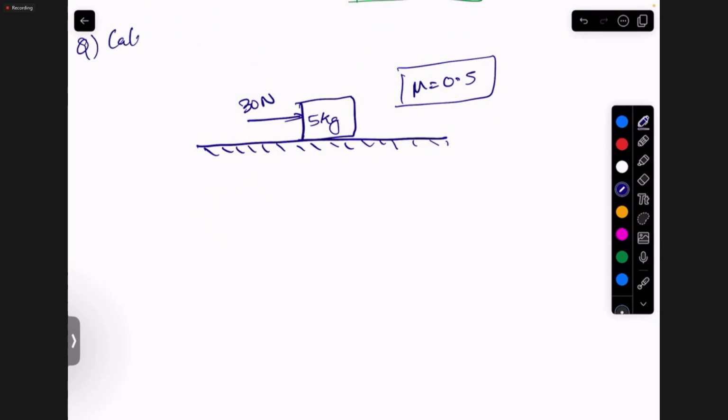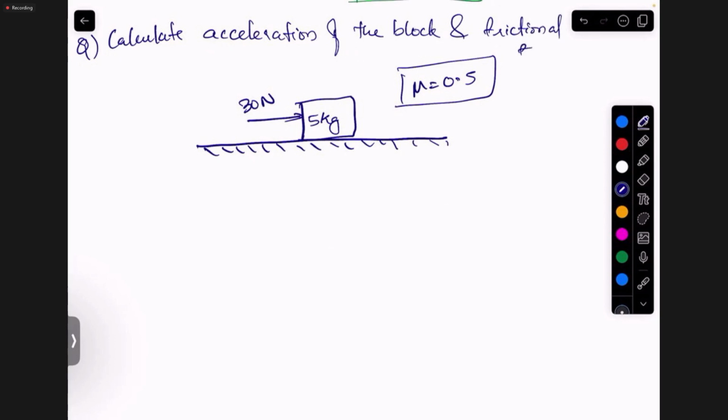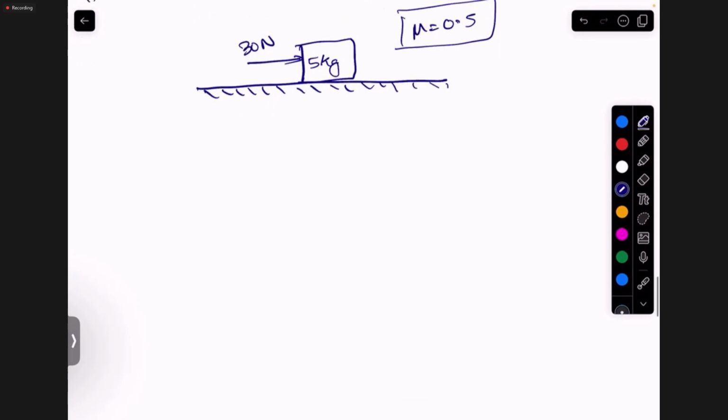Calculate the acceleration of the block and the frictional force. Okay. So what will you do? Again, we have calculated F max over here.